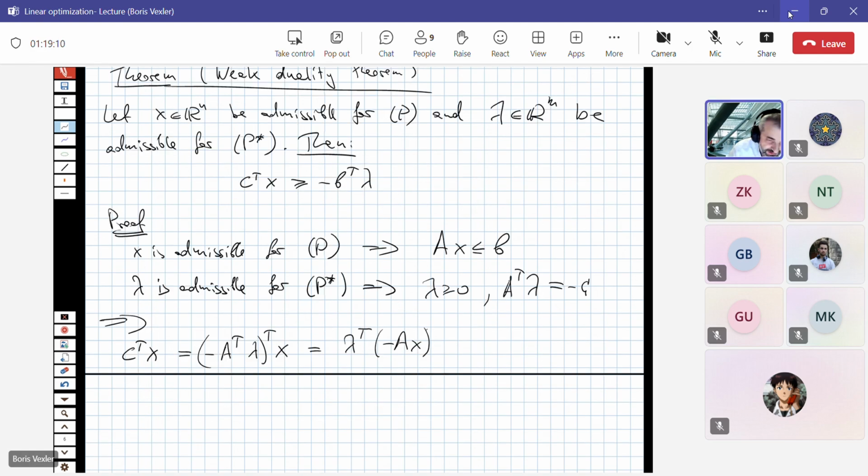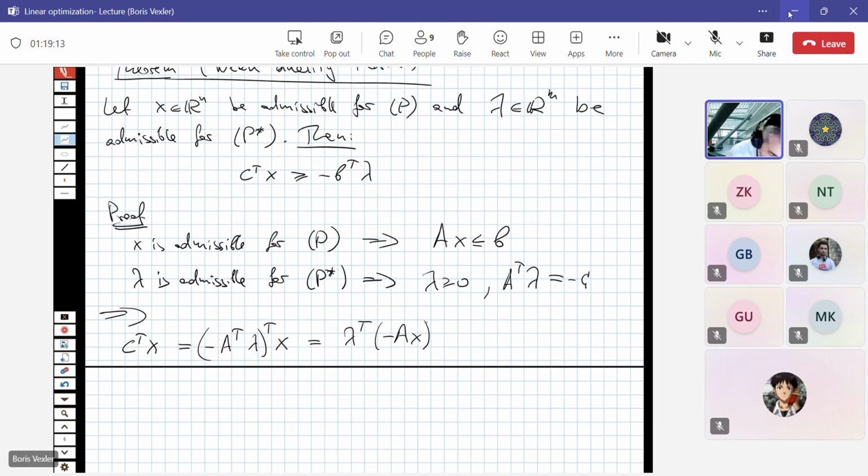Okay. Now what do we have? We have that minus AX is larger or equal than minus B. Yes. AX is less or equal than B, so minus AX is larger or equal than minus B. Lambda is non-negative, and therefore if we multiply an inequality with non-negative numbers, we also get an inequality, larger or equal than minus lambda transposed B. Yes. Okay, but this is the same also as minus B transposed lambda, of course.